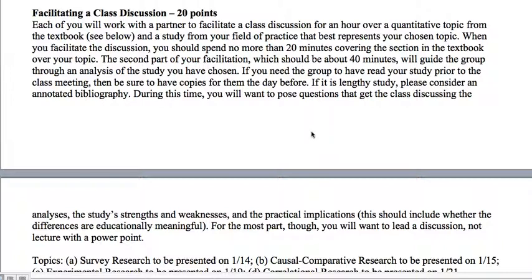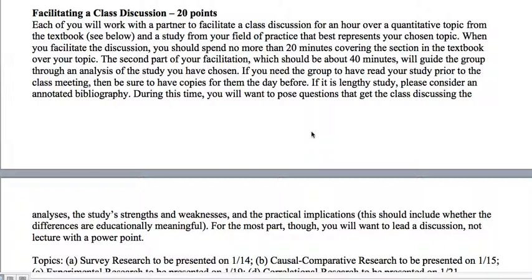You'll want to go over strengths, weaknesses, different areas of the practical implications of the study, what makes it meaningful, why is it important to your field. If it's a lengthy study, I would ask that you have an annotated bibliography for your students. If you think it's something that they might be able to read right before you give your presentation, that's fine. If you would prefer that they read it the night before, please bring copies the day before your presentation.